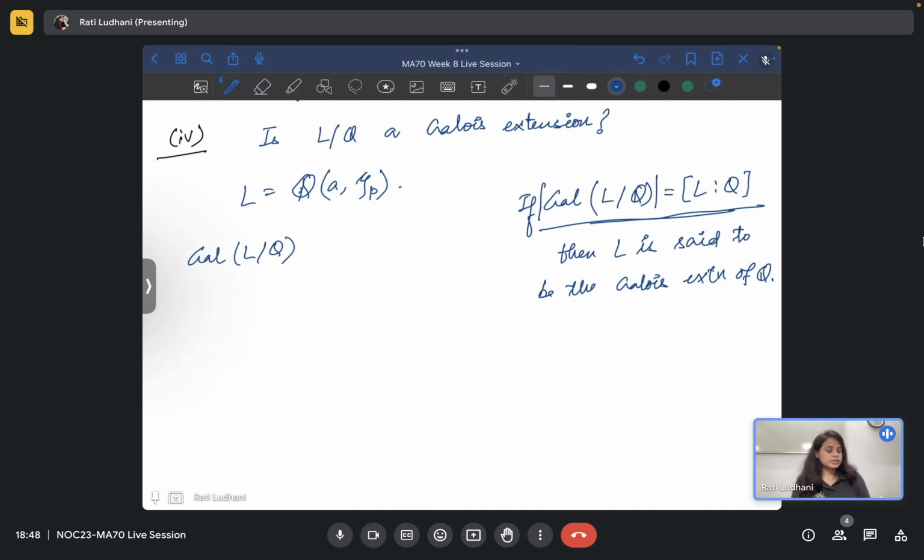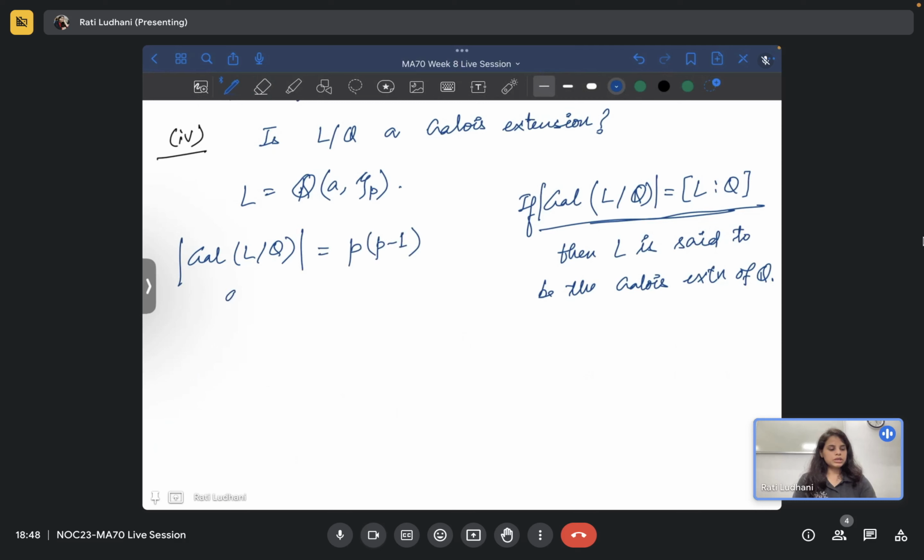So what do we need to prove? The cardinality of the Galois group of L over Q is the same as the vector space degree of L over Q, like the vector space dimension of L over Q. We have already seen this: the cardinality of Galois L over Q is equal to what? p into p minus 1.